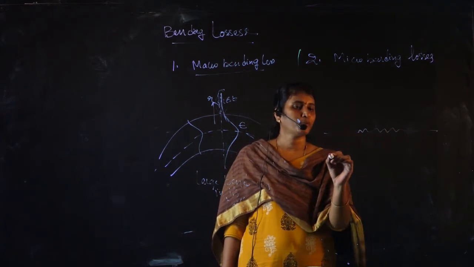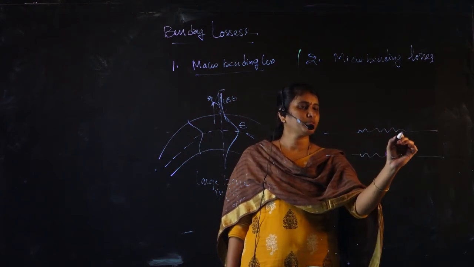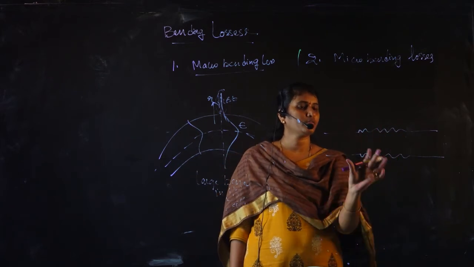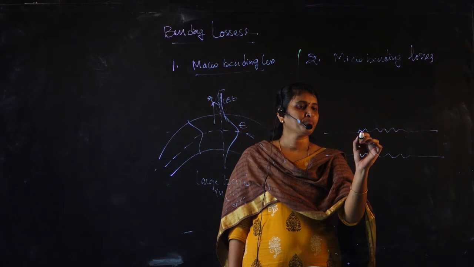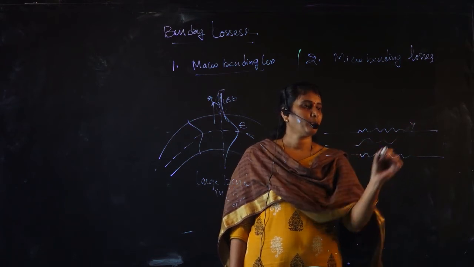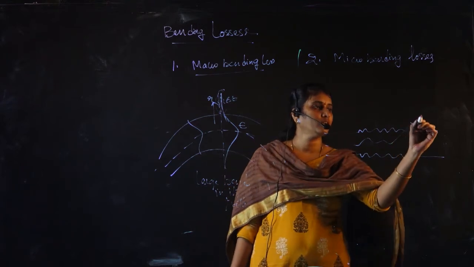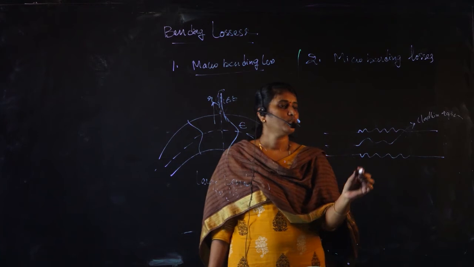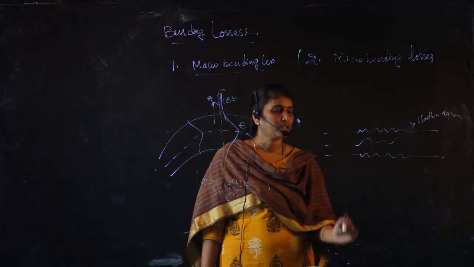in small variations in the structure of the core part of the optical fiber. Whenever there are small structural variations, if the core region of the optical fiber has smaller micro bends in its structure, then the light that is traveling inside may get distracted and may get lost into the cladding region. So the light that is traveling here, you can see, is escaping into the cladding region.